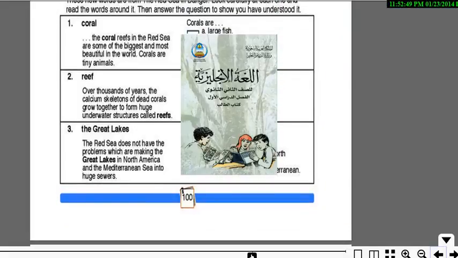When it comes to what a reef is made of, this is the word, coral reef. Over thousands of years, the calcium skeletons of dead corals. Okay, so when the corals die, the small animals die, the skeletons grow together to form huge underwater structures called reefs. So the reefs are actually the bones of the dead animals that are called corals.